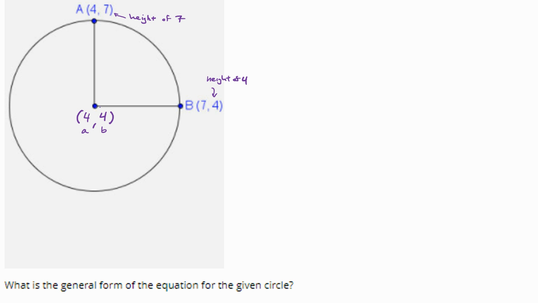How about the radius? How far is it from here to here? I know it's not on a proper graph, but if we have these points, we should be able to subtract and find the radius. Actually, we could do it with the vertical one or the horizontal one. Look at the x numbers. The center is at 4, and it goes to 7. 4 to 7. How much space is there from 4 to 7? 3. So with a little detective work, we've found our A and our B and our radius. And again, they want us to write the general form.